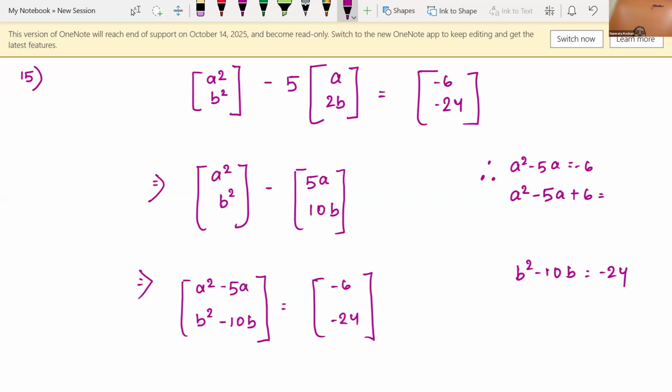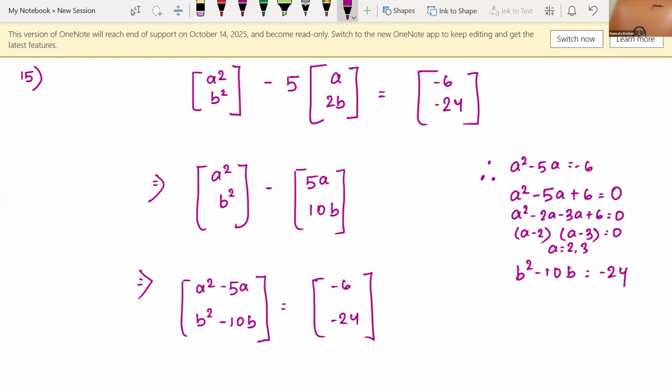Can you see? Yes. And then you can simplify it. You can do the factorization. I think it will be a minus 2, a minus 3. Let me check. Yeah, so the a value we are getting as 2 and 3, right? Yes. And what about b?